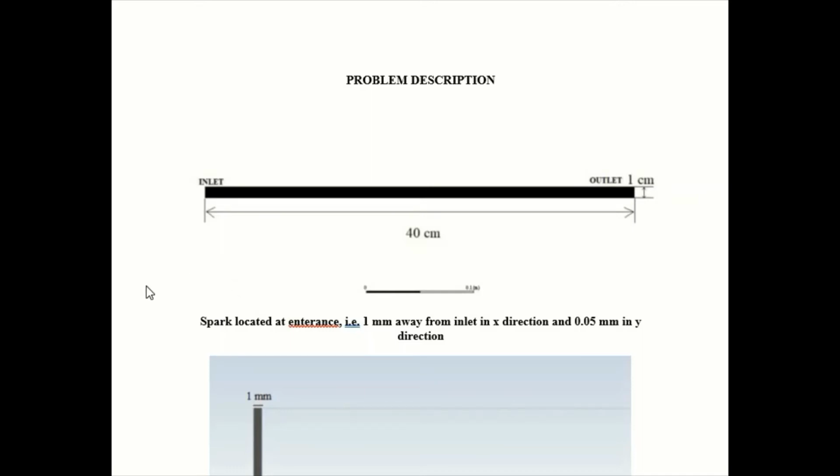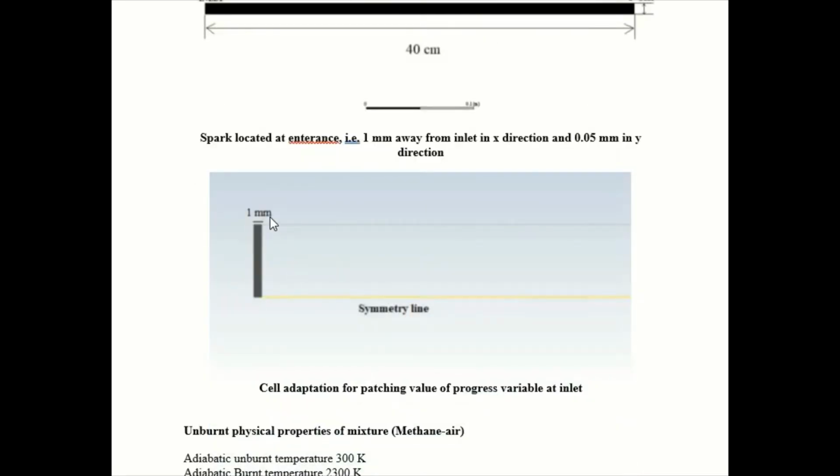These are the spark parameters which we're going to set in ANSYS Fluent, and we will see how we can do it. Next, we can see that a 1 mm region is highlighted here. As we discussed, this is where we have to patch the value of the progress variable c equals 0, where we have unburnt mixture. At inlets we will have unburnt mixture entering the domain. So we will use the cell adaptation option in ANSYS Fluent to patch c equals 0. We'll see how we can do it.